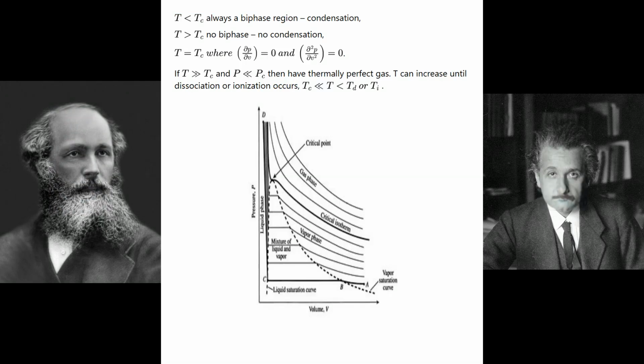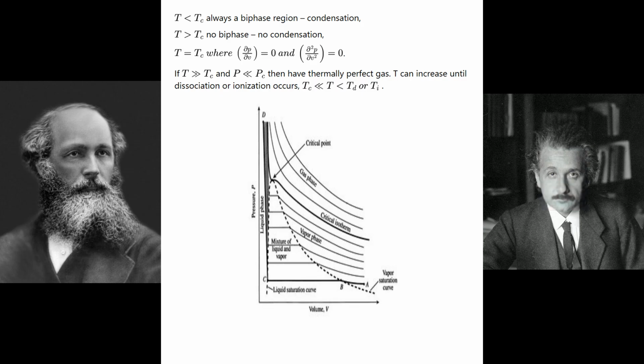T less than T sub C: always a biphase region, condensation. T greater than T sub C: no biphase, no condensation. T equals T sub C where the partial derivative of P with respect to V equals 0 and the second partial derivative of P with respect to V squared equals 0.